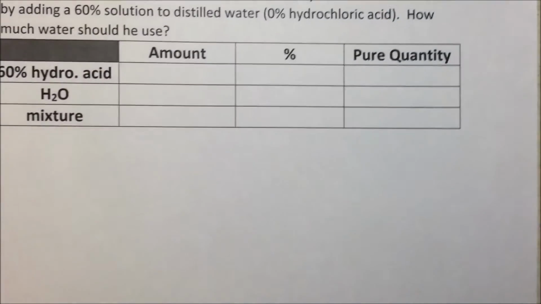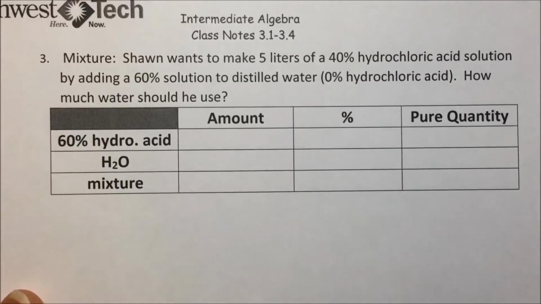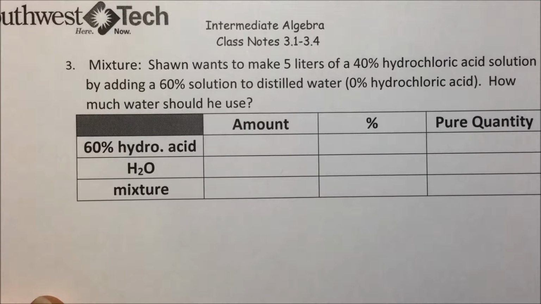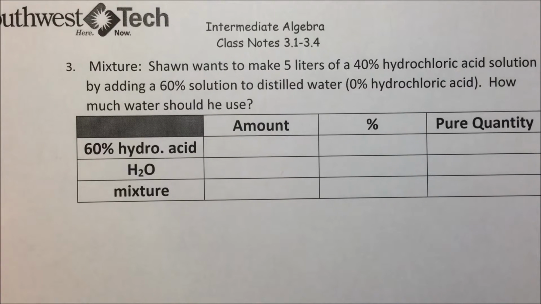Other mixture problems present themselves as percentages, and here we have an example that says Sean wants to make 5 liters of a 40% hydrochloric acid solution by adding a 60% solution to distilled water, which has no hydrochloric acid. How much water should he use? Again, I'm going to use a table to help represent this information. We'll go back through the problem to fill in the cells that we have here in the table.